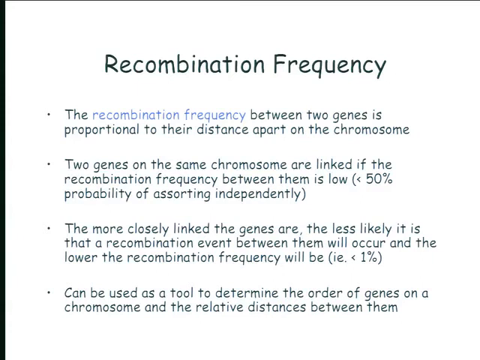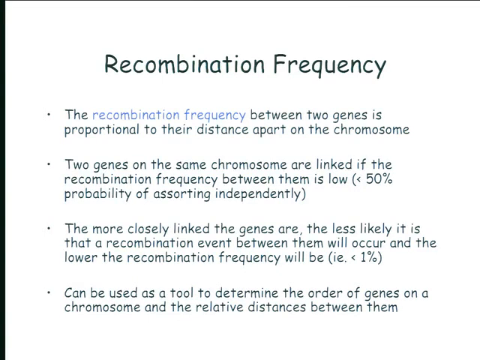We can actually measure this frequency of recombination between two genes because it's proportional to the distance apart physically on the chromosomes. So two genes on the same chromosome are considered to be linked to one another, physically close to one another, if the recombination frequency between them is low, less than 50%. The more closely linked the two genes are, the less likely it is that a recombination event will occur between them. And thus, you get a lower recombination frequency. And some recombination frequencies are less than 1%, very, very low probability events.